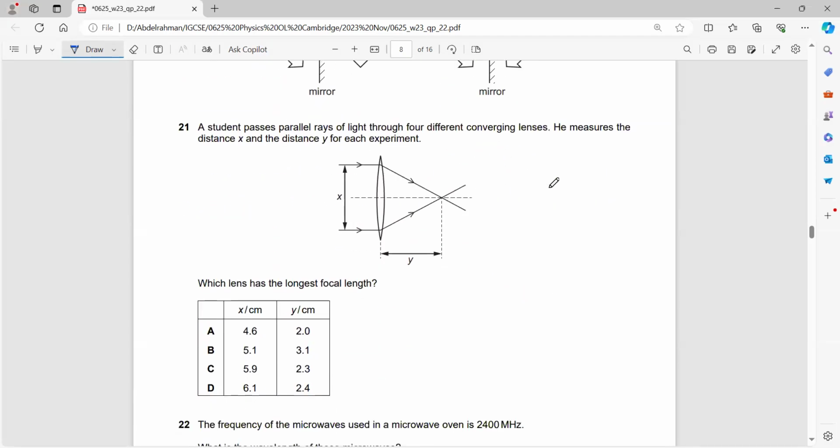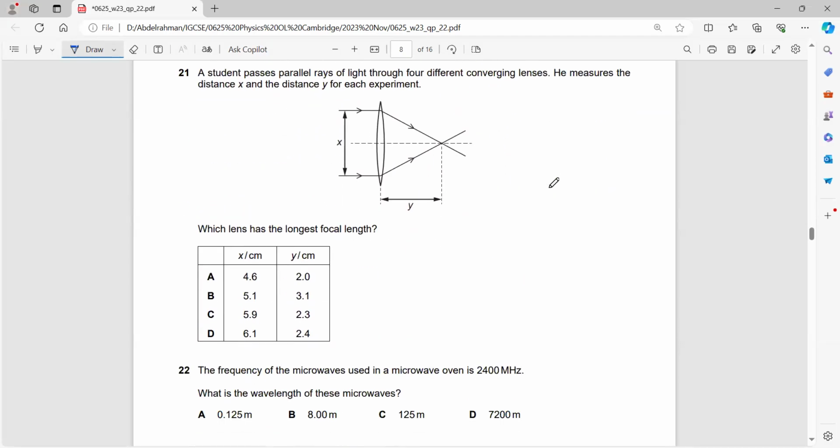Which lens has the longest focal length? Isn't it only one lens? Where's the other lens? No, I don't care. I only care about the focal length. Which of these, X or Y, is the focal length? Y. So you only care about the Y. So it would be B.